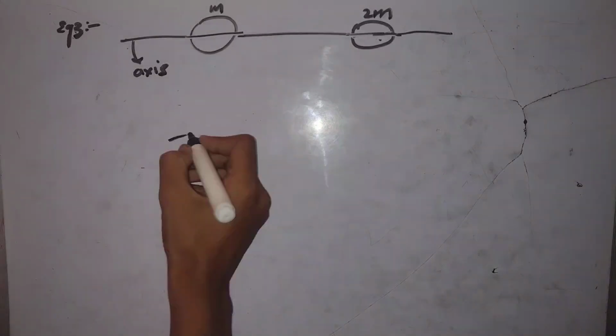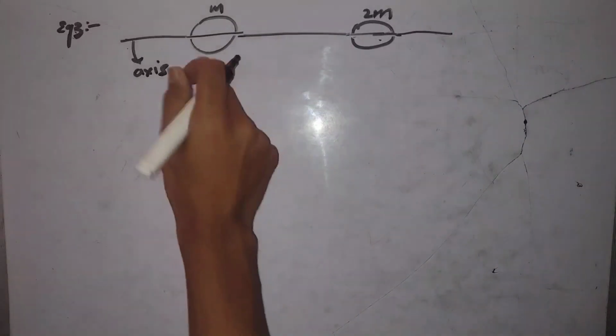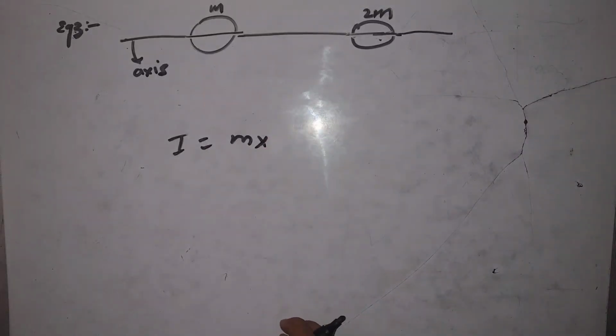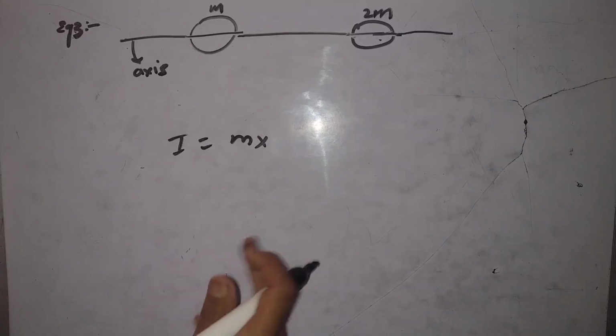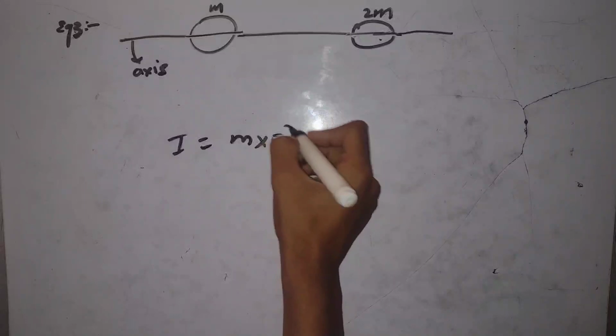So the first moment of inertia of this particle would be m into distance from the axis. If it is not given, we assume that the axis is passing through the center of mass, and therefore the entire mass is concentrated at the center. Therefore the effective distance of the mass from the axis is 0, so this is m into 0 square.